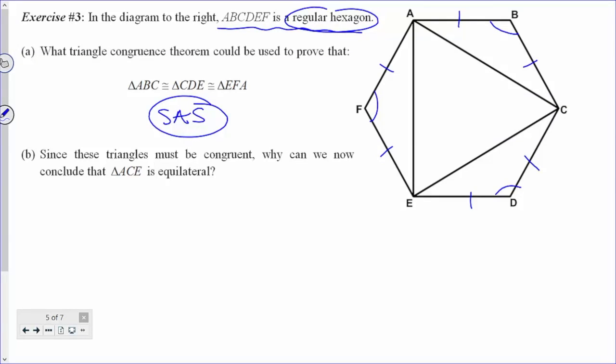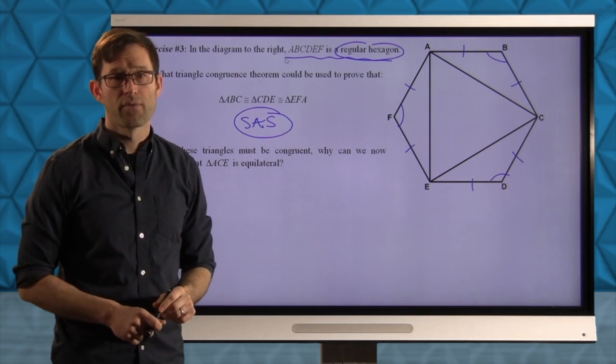Now, all right, letter B. Since these triangles must be congruent, why can we now conclude that triangle ACE is equilateral? Why can we do that? Think about it for a moment.